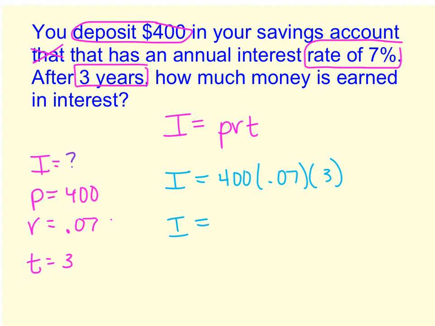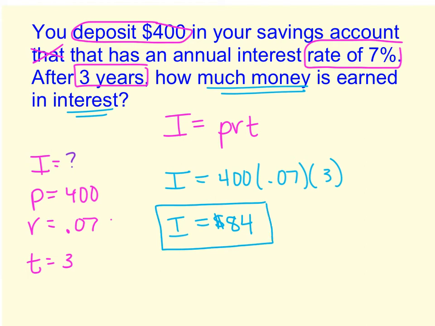And when you do that, you get 84. So you want to make sure that we are putting accurate labels on this. 84, because it says how much money is earned in interest, that is going to be $84. So interest is kind of a nice thing. It's basically free money. So as someone putting money into the bank, we really like this because we just give the bank business and we get $84 back.